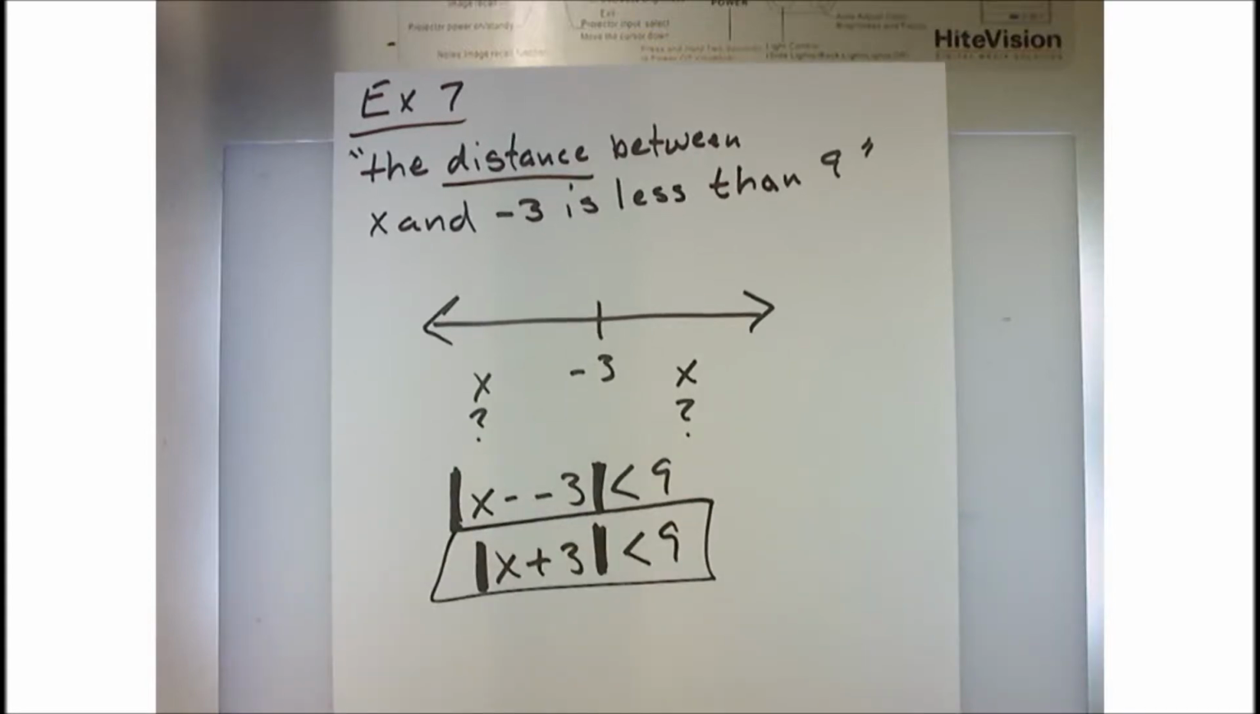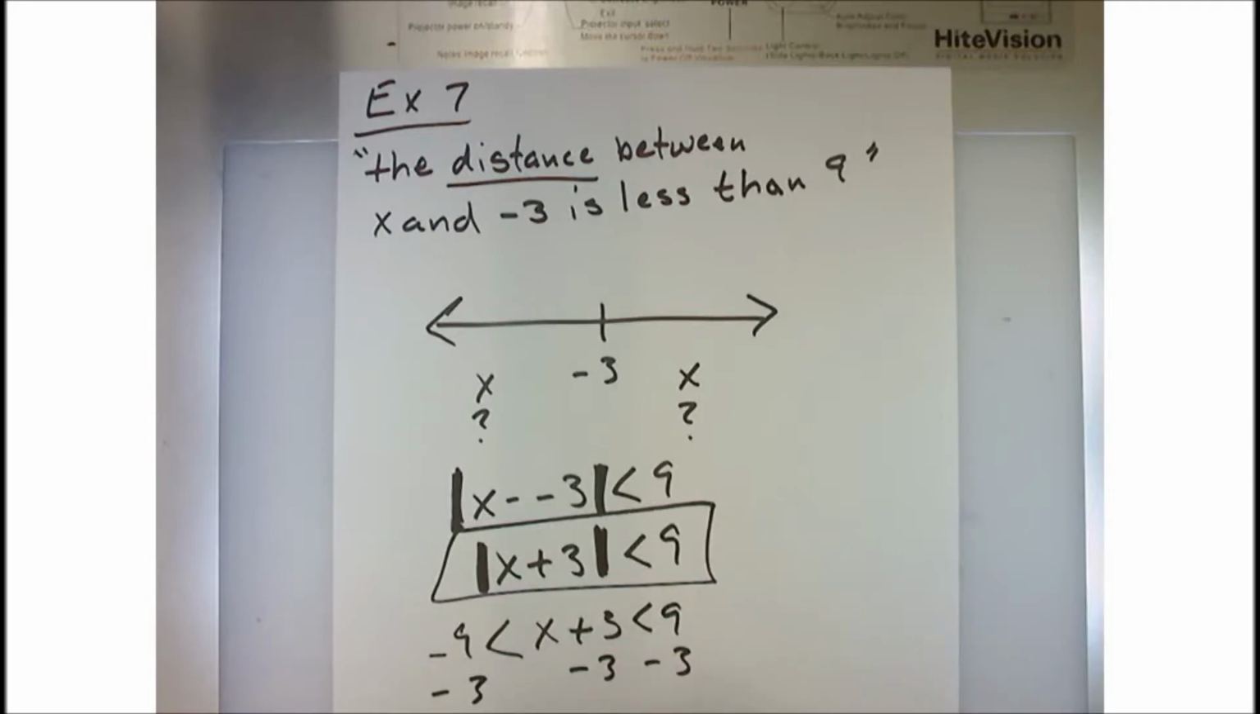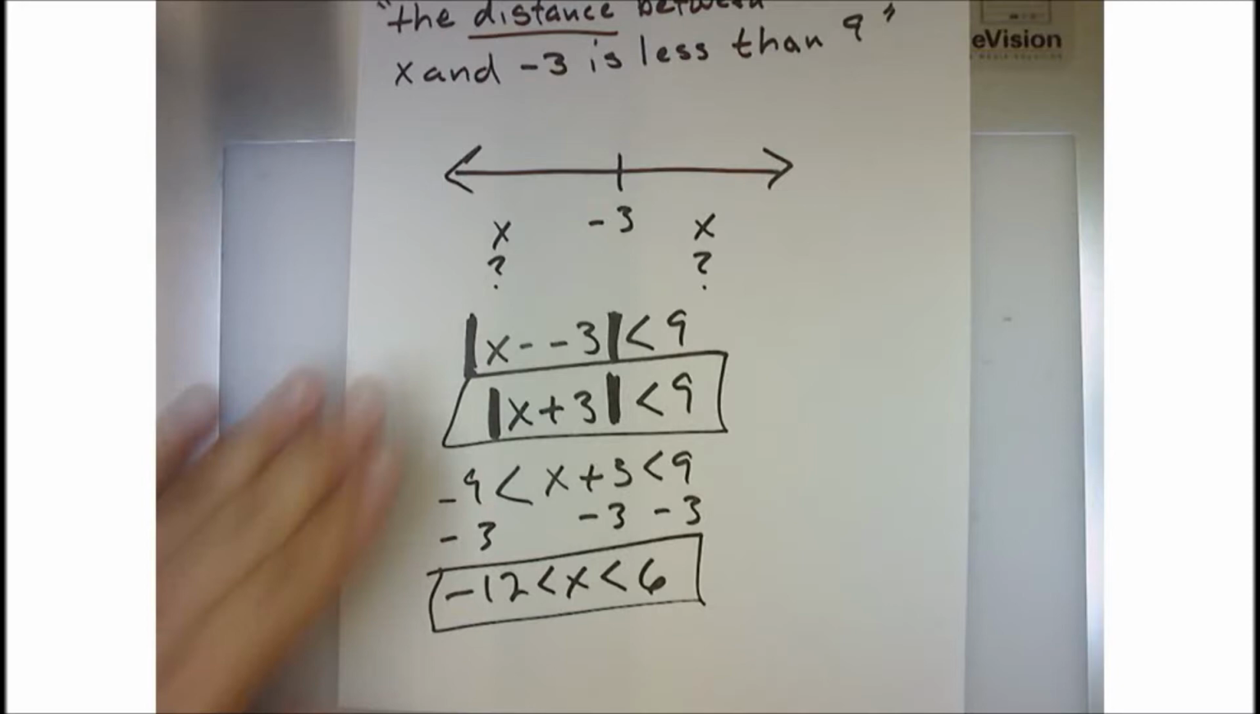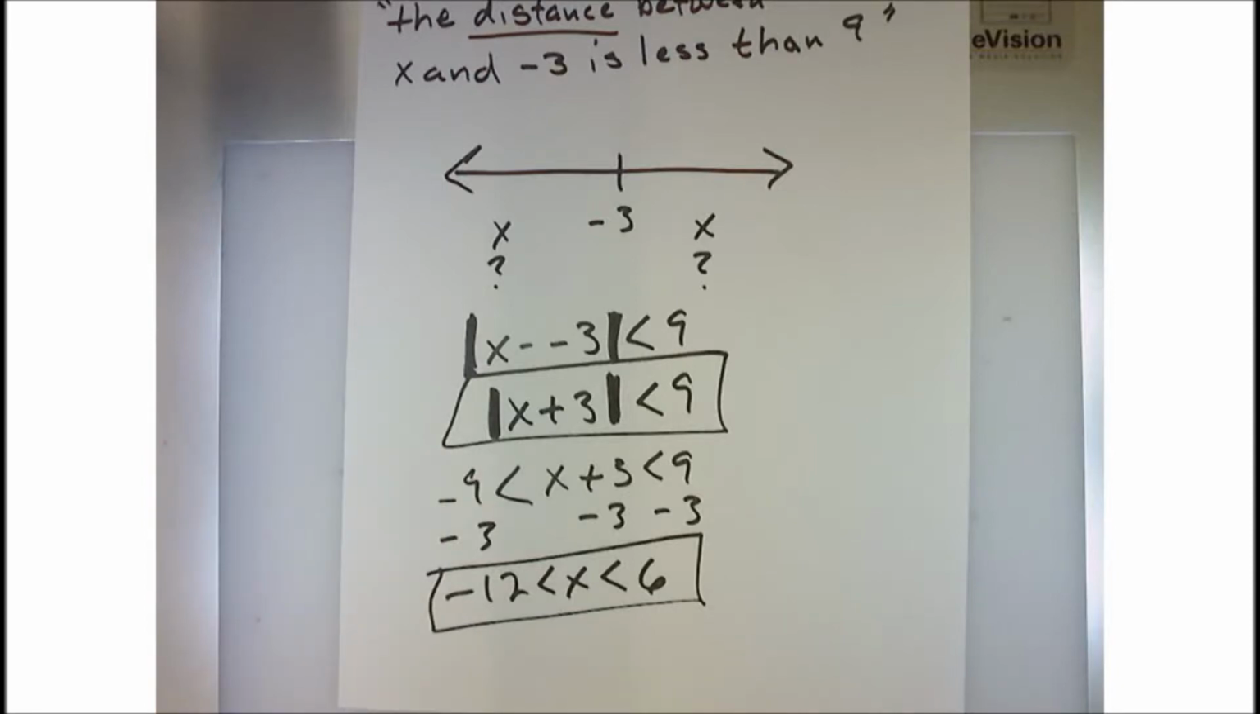Okay? Just to give you an idea though, if we wanted to solve what those parameters would be, we would simply consider -9 and +9. Okay. And then when we subtract 3 from all three sides, we get -12 is less than x less than 6. But that's not in your notes. Oh, probably can't see that. Does that make sense?